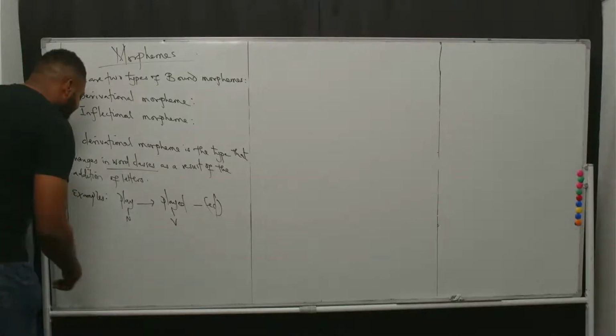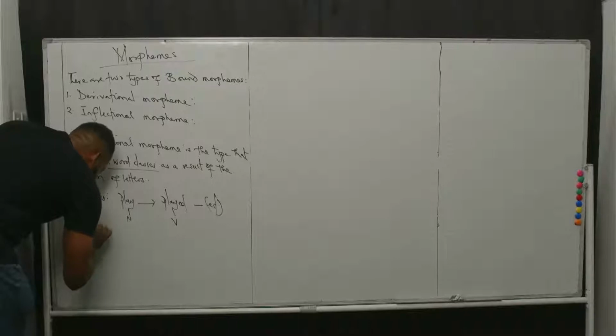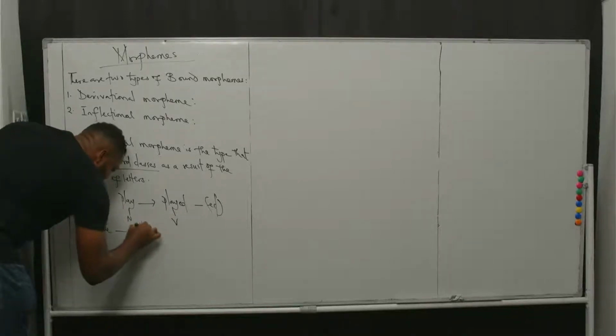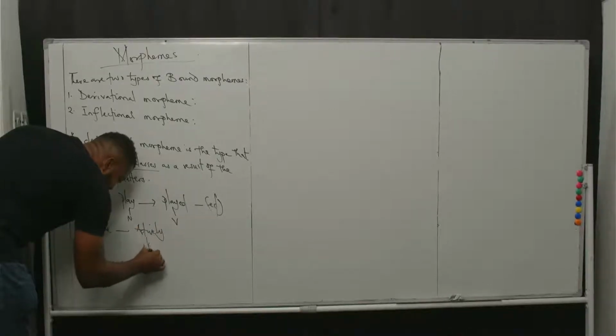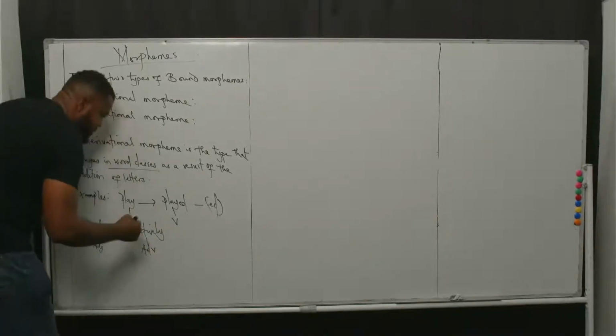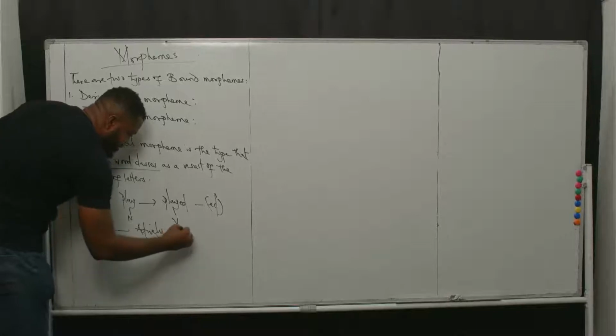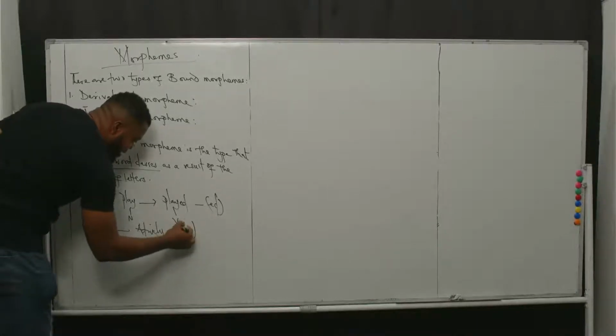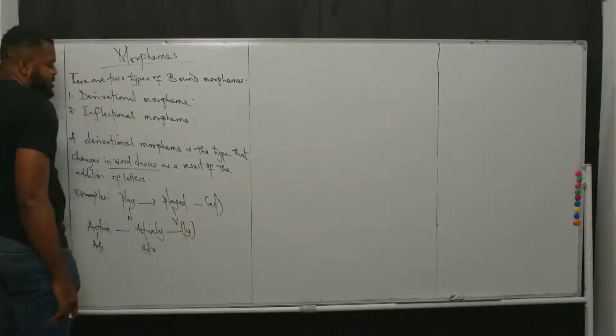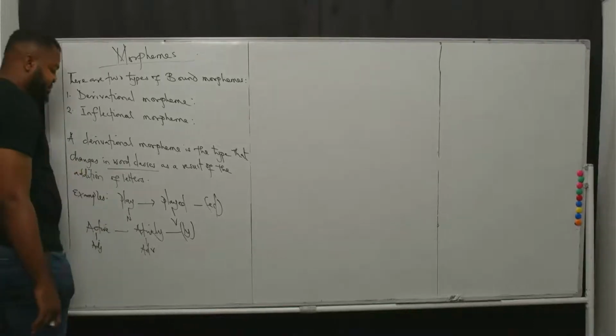Let me give another one. Active, okay, which is what? An adjective. So actively, which is what? An adverb. This is an adverb. Sorry. Yeah, you see, an adverb. What happens? This is a result of what? Ly added to it that made the whole difference.